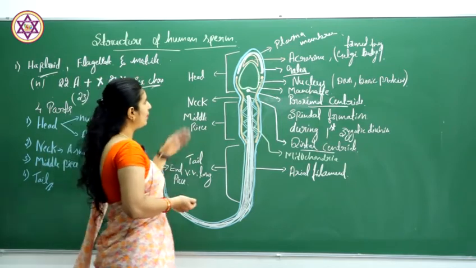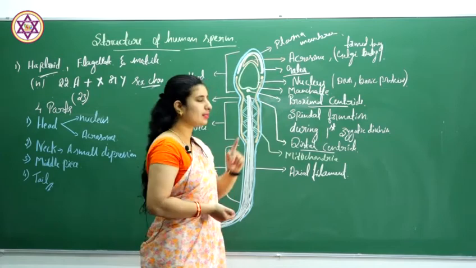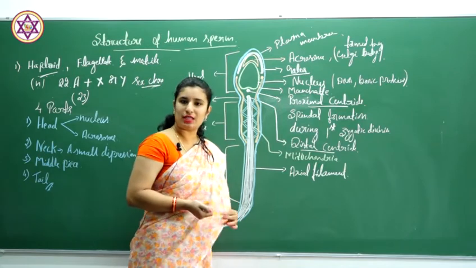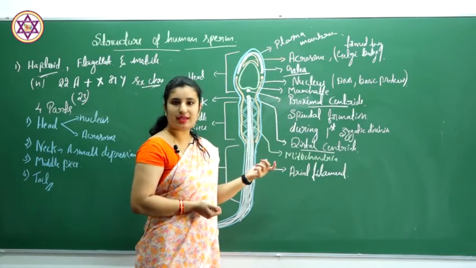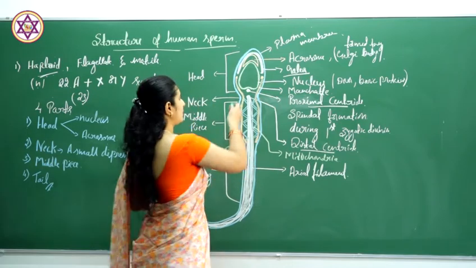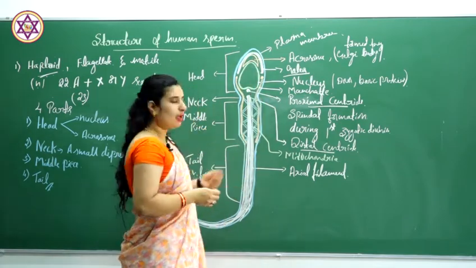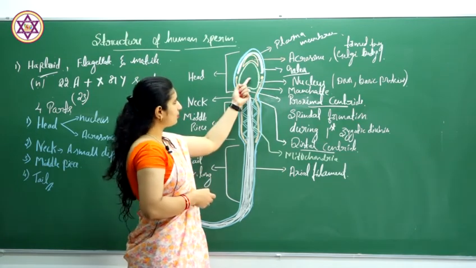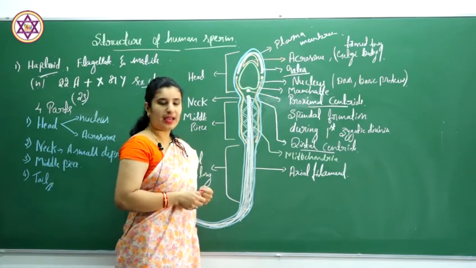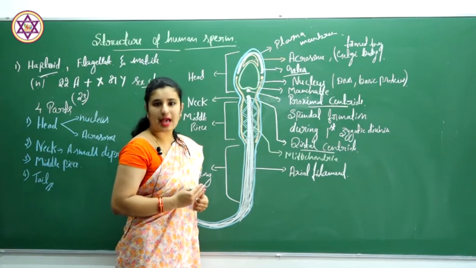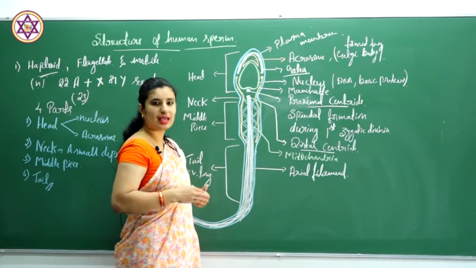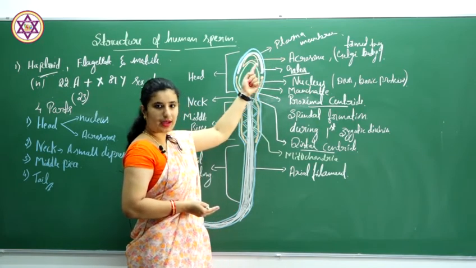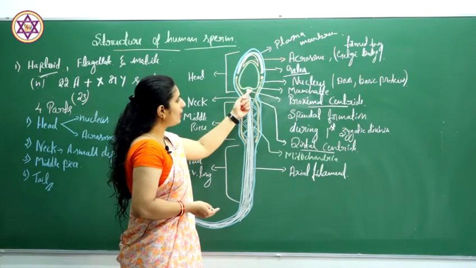Okay, so the head region comprises 2 important structures, that is the acrosome and the nucleus. As I told you before, the acrosome is a cap-like structure. It is derived from the Golgi apparatus or the Golgi body. And this particular acrosome contains hydrolytic enzymes, lytic enzymes, followed by the nucleus.